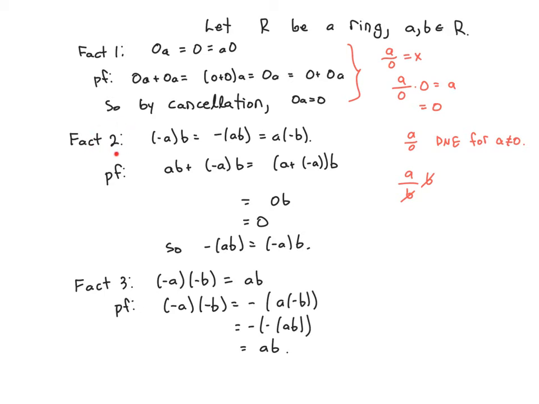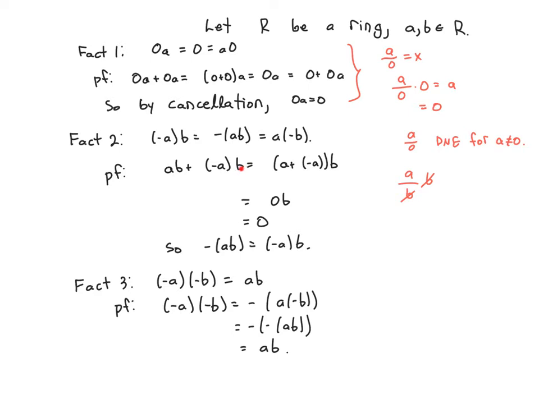That being said, let's move on to our next fact. It says that if you multiply the negative of a times b, you actually get the additive inverse of ab. The same thing happens if you multiply a by the additive inverse of b. Why should this be true? Well, what is the additive inverse of ab? It's an element with the property that when you add it to ab, you should get 0. So to prove this, what we're going to show is that if you add negative a times b to ab, you get 0.